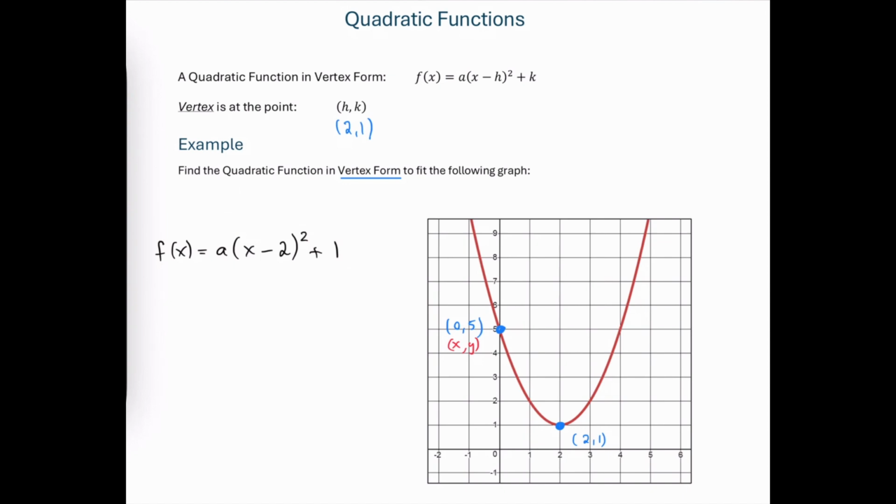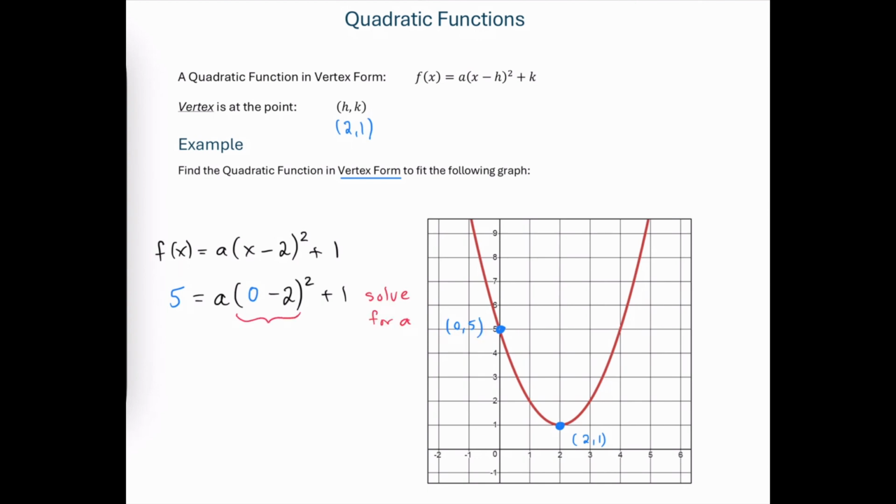So we plug 5 in for the y. We leave the a variable in because that's what we're trying to solve for. We're going to plug in 0 for the x value: 0 minus 2 quantity squared plus 1. So we just plugged in (0, 5) for x and y. And now we'll solve for a.